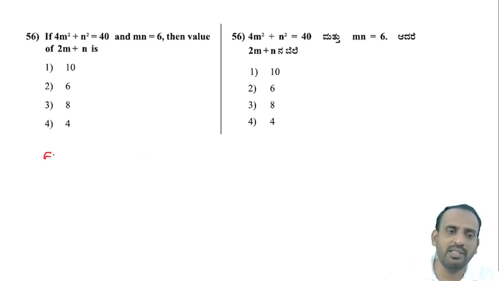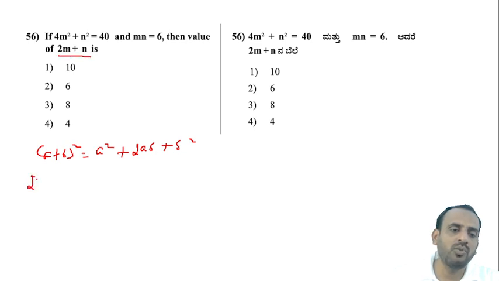When I say identities, (a plus b) whole square is equal to a square plus 2ab plus b square. Okay. So let us use this identity.